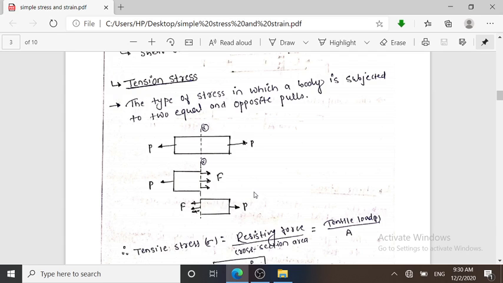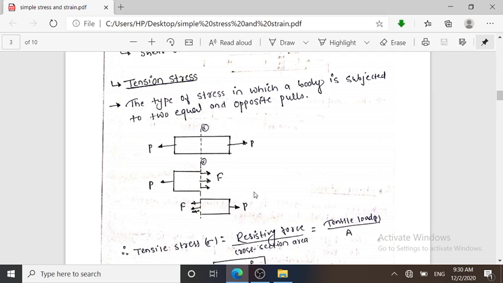But before tearing, the body must undergo certain deformations. उसको फटने से पहले वो कुछ सर्टेन डिफॉर्मेशन में गया था जो हम लोग बाहरी आँख से देख नहीं सकते, बट बॉडी मस्ट अंडरगो सर्टेन डिफॉर्मेशंस. सो दैट इज नथिंग बट द टेंजाइल स्ट्रेस. वही द टाइप ऑफ स्ट्रेस इन विच अ बॉडी इज सब्जेक्टेड टू टू इक्वल एंड अपोजिट पुल फोर्सेस.